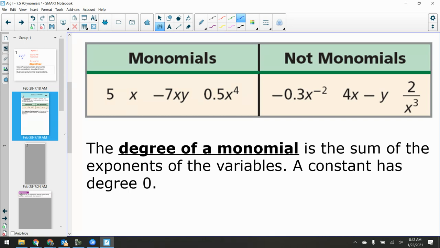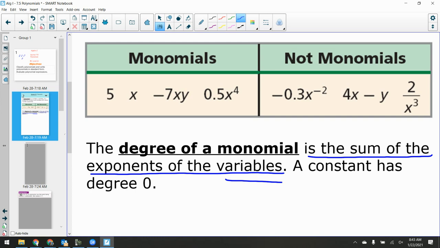And how do you identify what the degree is? Well, the degree of a monomial is just the sum of the exponents of the variables. Go ahead and underline that. The sum of the exponents of the variables. And I want us to point our attention to "of the variables." Is it just a number, a variable? No, it's a number, it's a constant. It's not a variable. So you don't count the exponents of the numbers, you only count the exponents of the variables. So we would say a constant has a degree of 0.